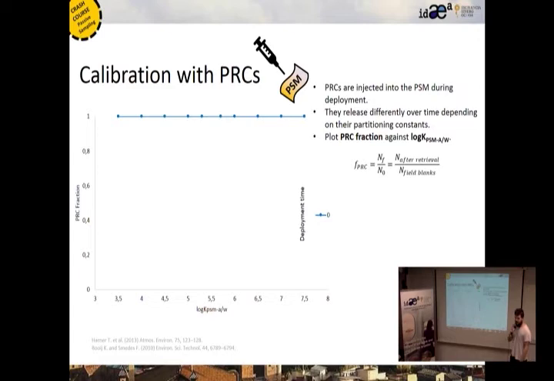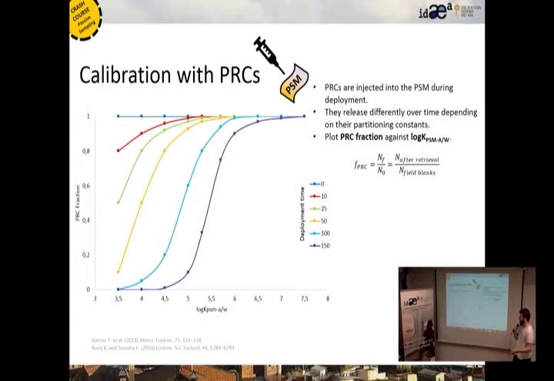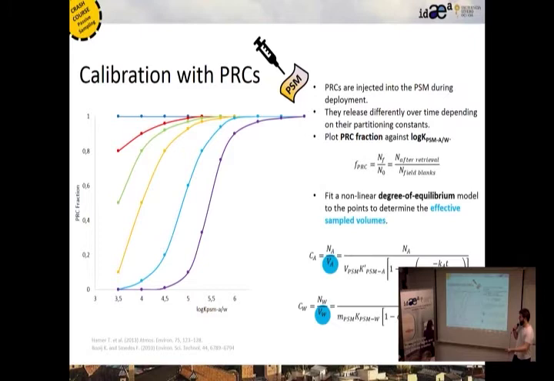These are a set of standard compounds that span a range of physical chemical properties that we inject into the samplers before deployment. So each dot up here represents one compound that we inject into this passive sampler, and as it is deployed, it will begin to deplete from the passive sampler. It will be released into the environment, and once we collect the sampler and we analyze these compounds, what we can do is fit a curve to these data points using these equations, which will ultimately give us the effective sampled volumes that will allow us to report concentrations instead of just amounts.